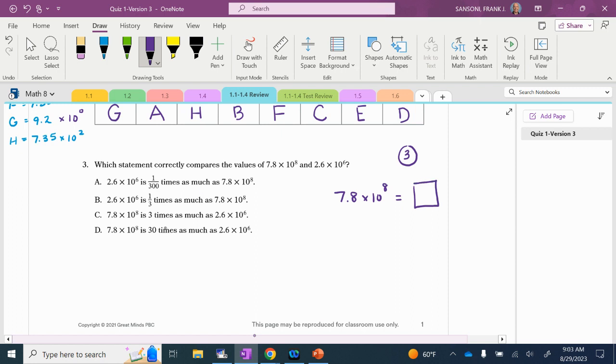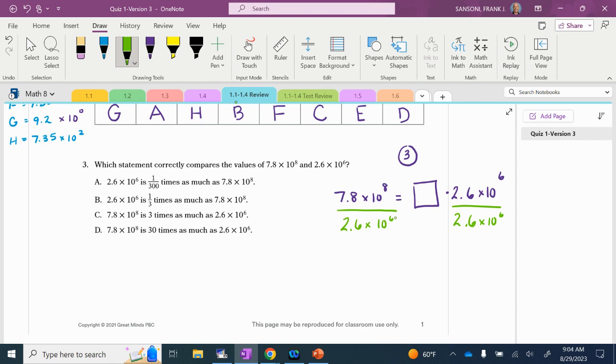It gives us four different possible answers. And then the smaller number is 2.6 times 10 to the 6th. So that's our problem, and I need to solve for that missing number. And then there are four possible answers that it gives us. So I'm going to divide. Let's go a different color. I'm going to divide this side by 2.6 times 10 to the 6th.